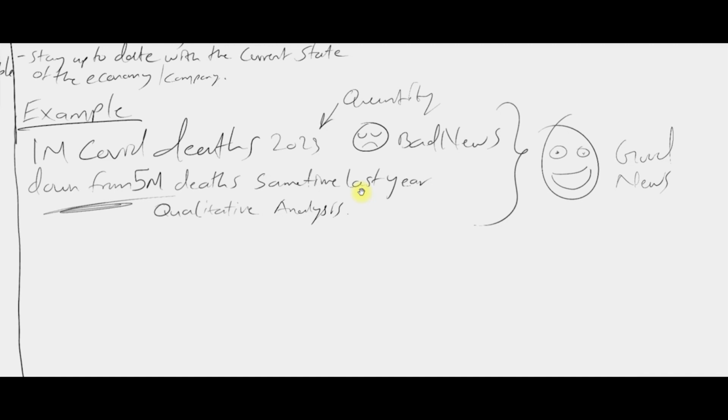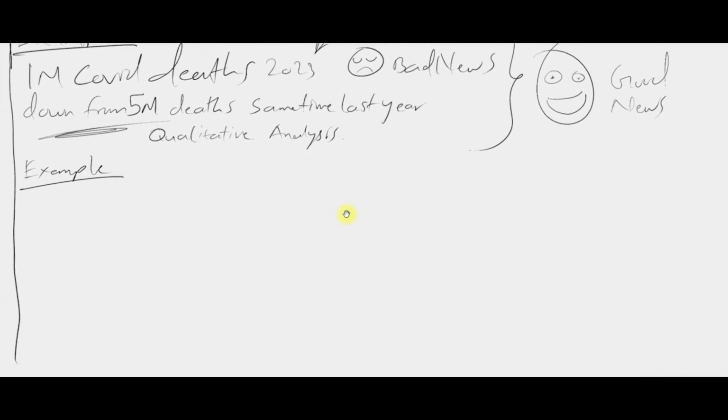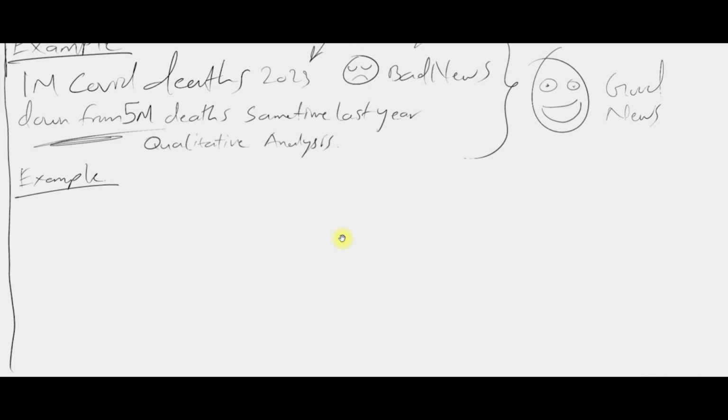Now let's go to an example based on an economic release. Let's look at inflation, since that's the one currently stealing the limelight. Inflation is currently at 5%, down from 6% last month. This is going to mean two things. Number one, the economy is slowing down, and the second one, prices are falling. Inflation is cooling.